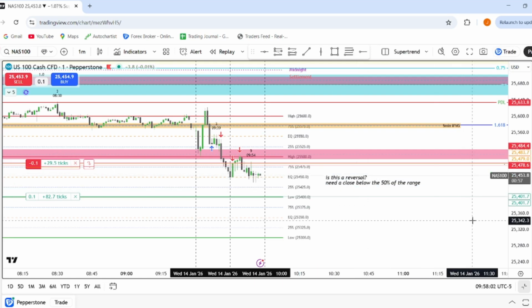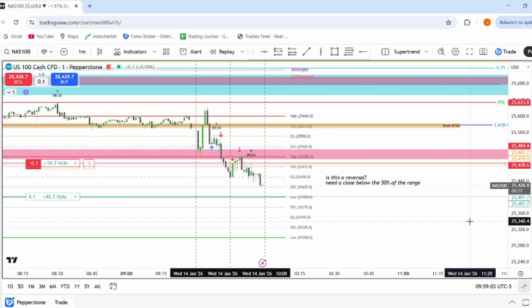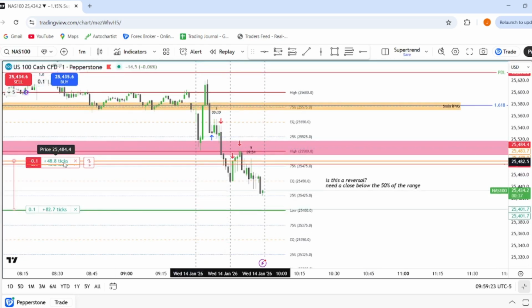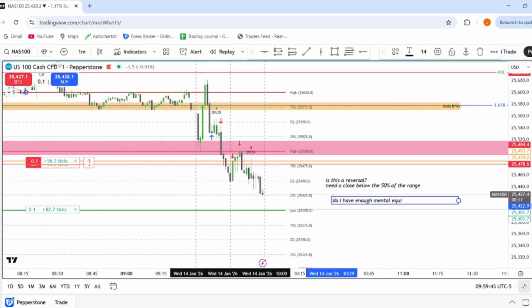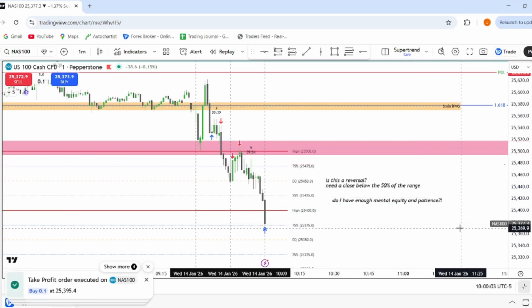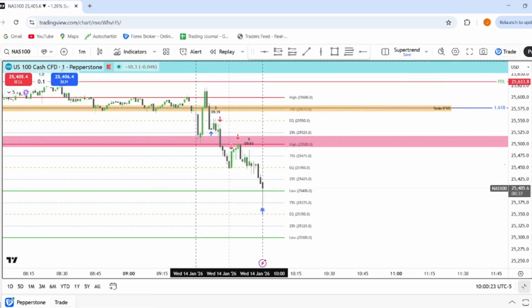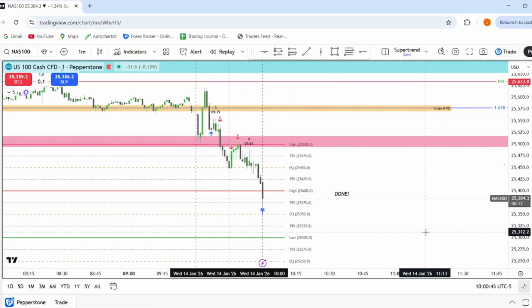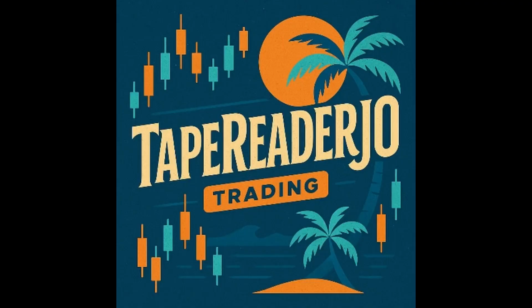And as we're at 50% or equilibrium of that price range, I really wanted it to close below that price range, which it has done. And as you can see, there we go, it hit my take profit. Obviously, it continued lower, but that was enough for me.